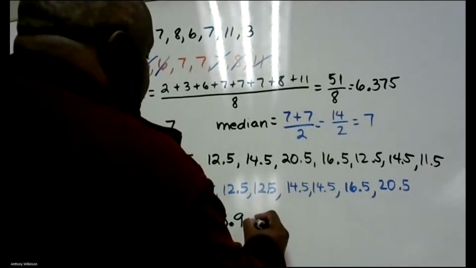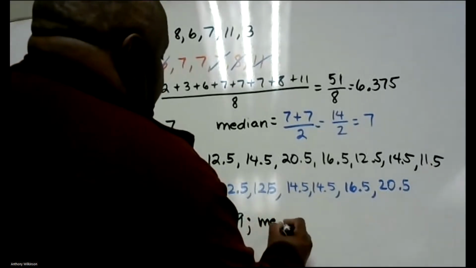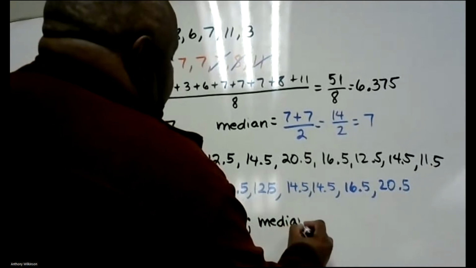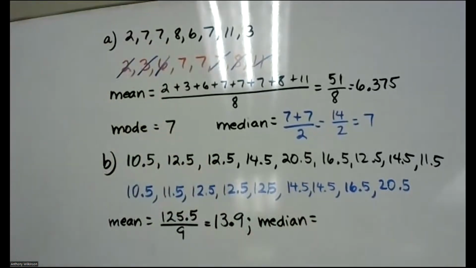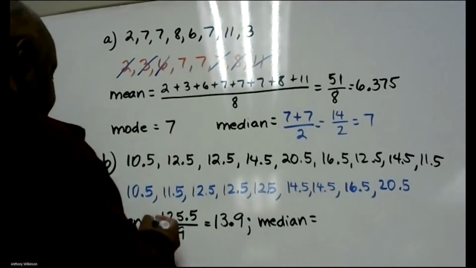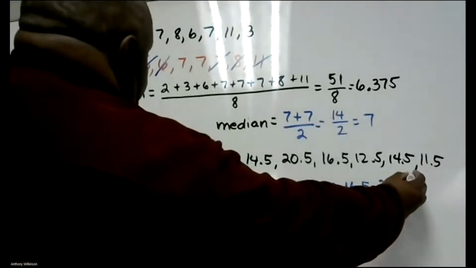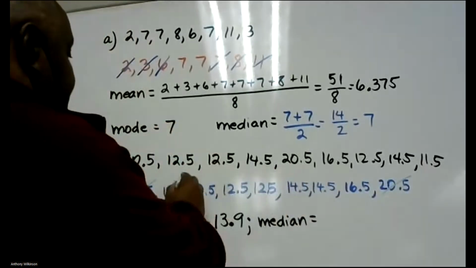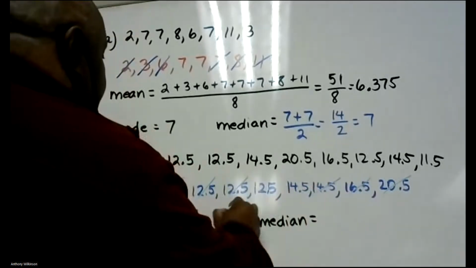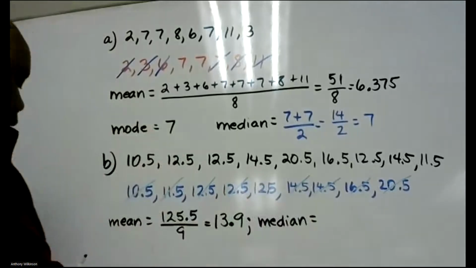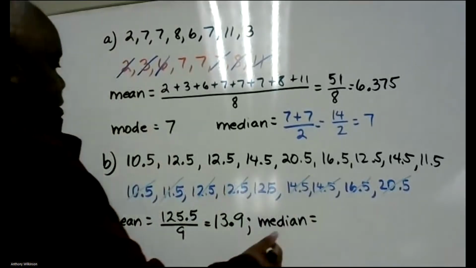Right, next, we'll find the median. And of course, what would that middle number be? 12.5. And the way you can get that is cross the data values out on the left and on the right and keep doing that until you get to the middle number, which is in this case 12.5.